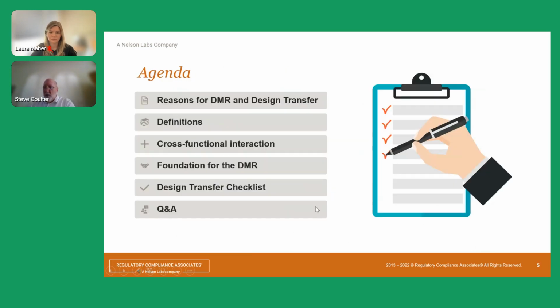So let's get into the agenda for today. What we're going to be looking at is, why do we do device master records and design transfer? Get some definitions out of the way. I do want to touch on cross-functional interaction. Very important that we talk about that. We want to talk about what is in a DMR, how the DMR is used, the use of checklists, and then we'll open this up for questions for everybody.